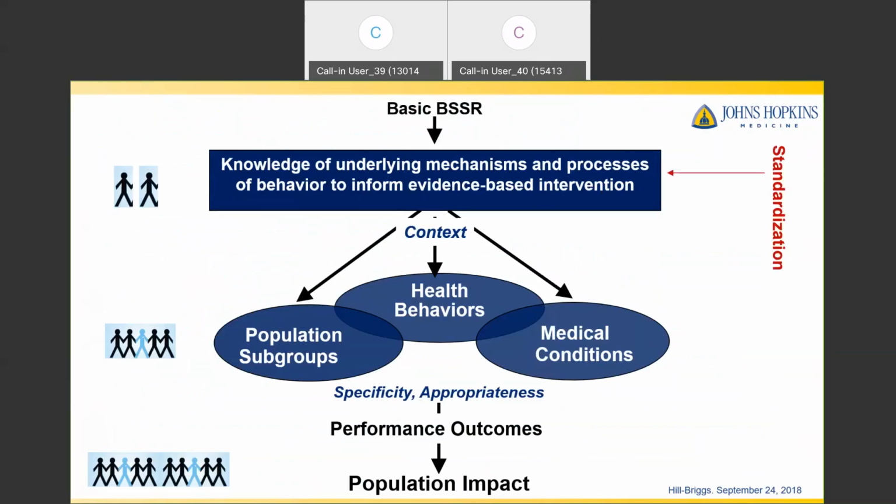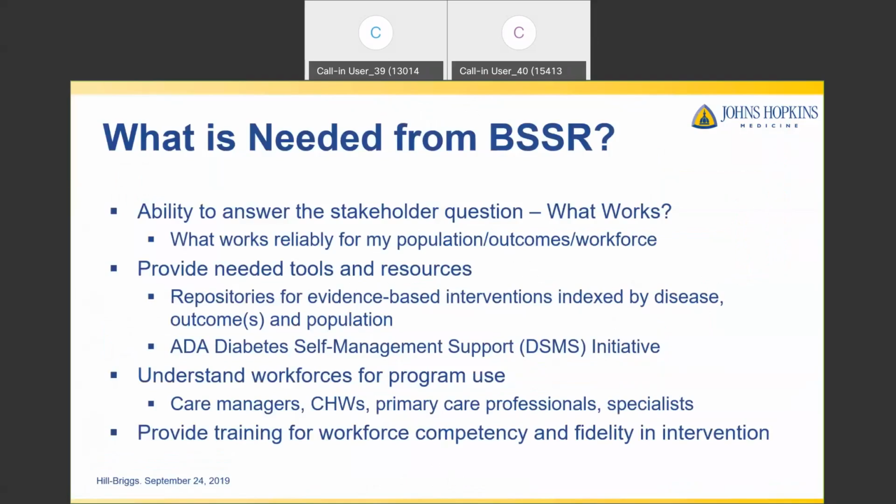And finally, back to this diagram, the standardization happens early, which is why the basic behavioral and social sciences research and the prior evidence are critical to us. It is those foundational principles that are standardizable. Those are the things we know work for organisms, living beings. The flexibility comes as we do the modifications for context, and then the scaling occurs as collectively we're able to apply with specificity and appropriateness what's needed. And I'll end with what's needed from BSSR.